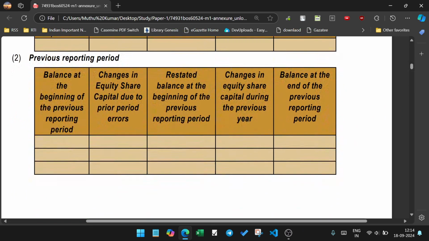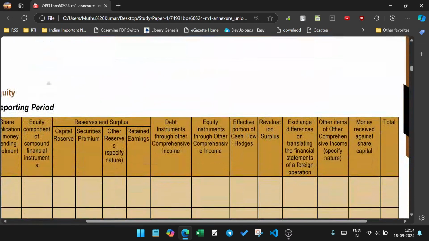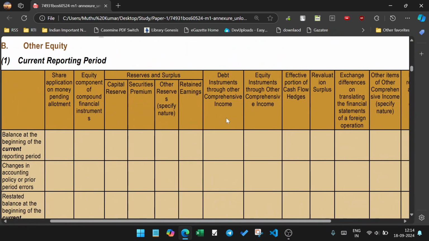Previous reporting period: balance at the beginning of the previous reporting period, changes in equity share capital due to prior period errors, restated balance at the beginning of the previous period, changes in equity share capital during the previous period, balance at the end of the previous reporting period. Current reporting period, other equity.